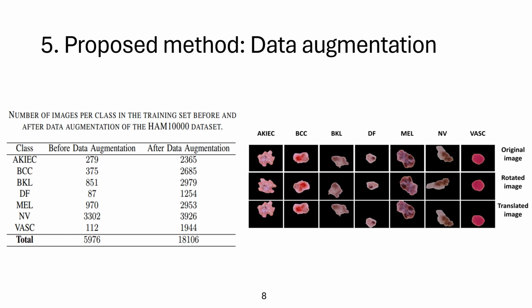Transitioning to dataset considerations, our exploration delves into the HAM dataset, renowned as one of the largest datasets yet challenged by class imbalances. In response, we employ a suite of data augmentation techniques, including random flips, translations, and rotations. These interventions are pivotal in mitigating overfitting risks.